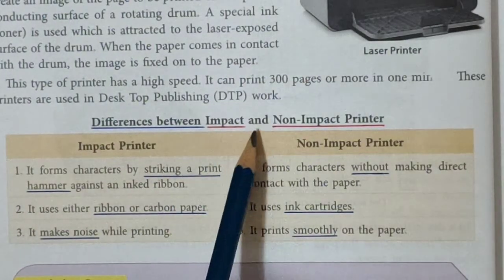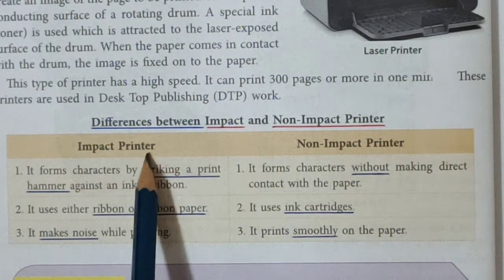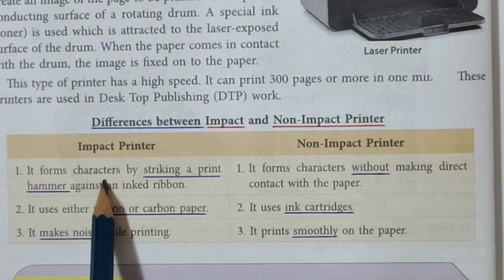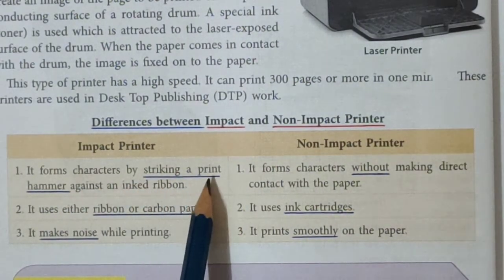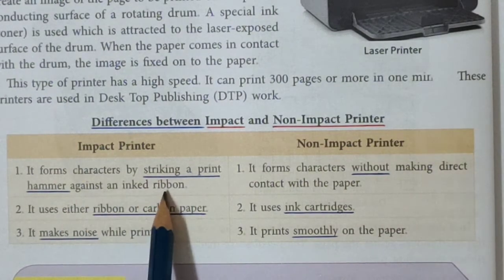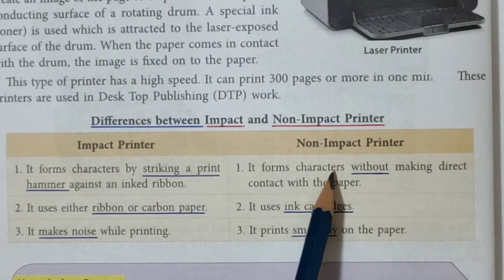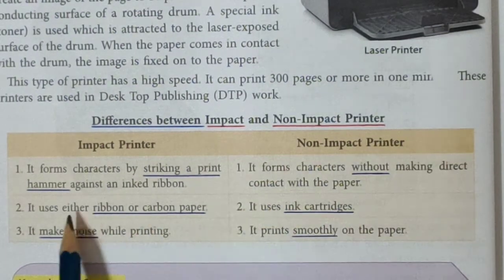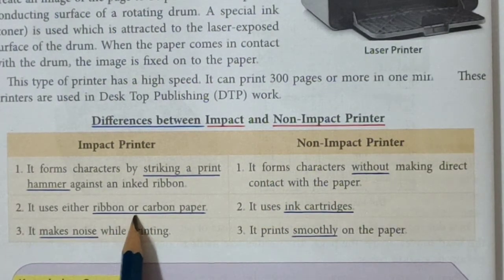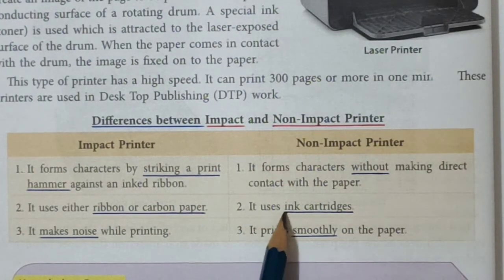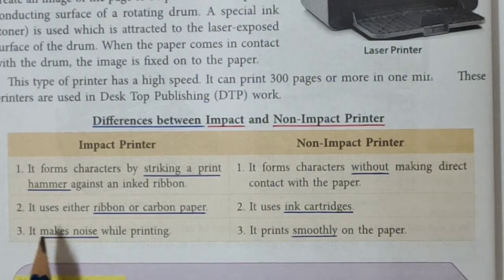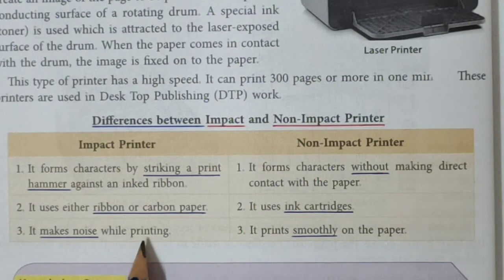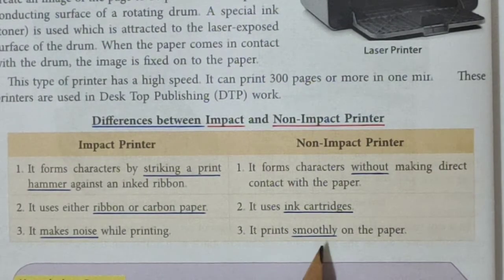Differences between impact and non-impact printers. Impact printer: it forms characters by striking a print hammer against an inked ribbon. Non-impact printer: it forms characters without making direct contact with the paper. Impact printer: it uses either ribbon or carbon paper. Non-impact printer: it uses ink cartridges. Impact printer: it makes noise while printing. Non-impact printer: it prints smoothly on the paper.